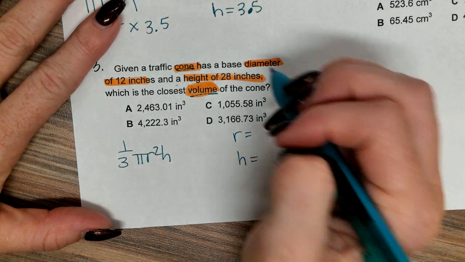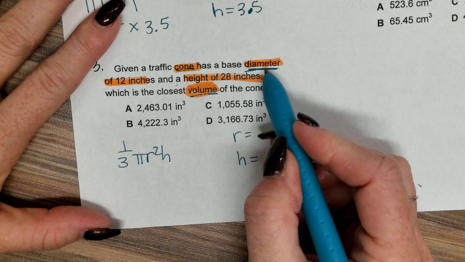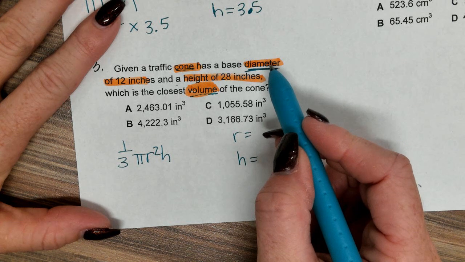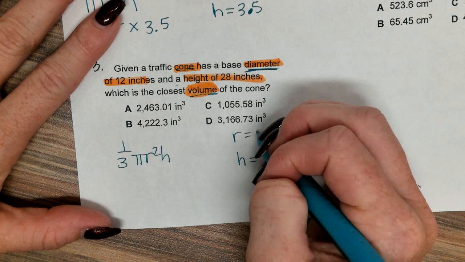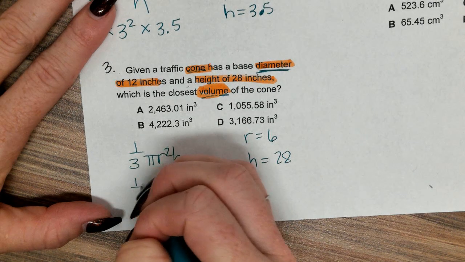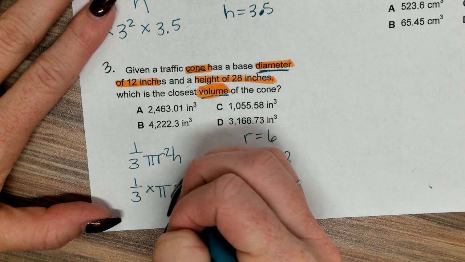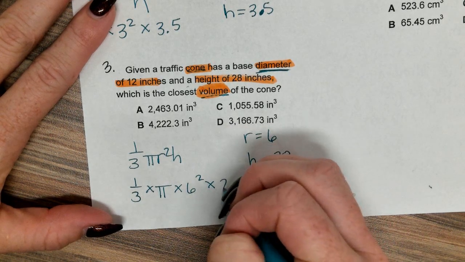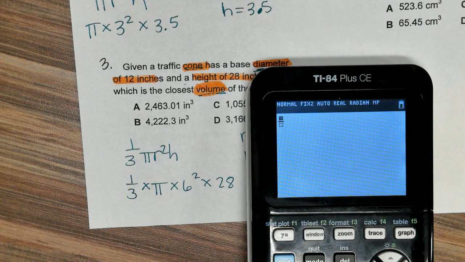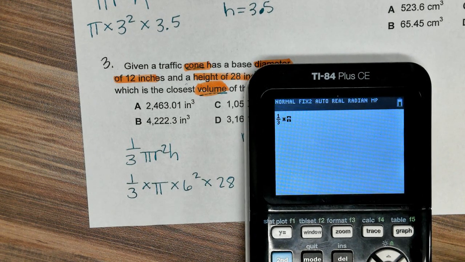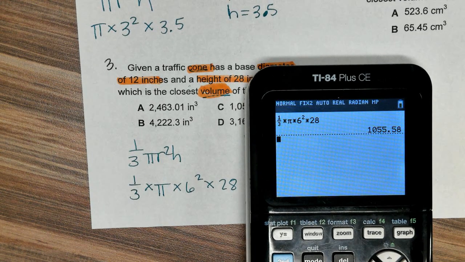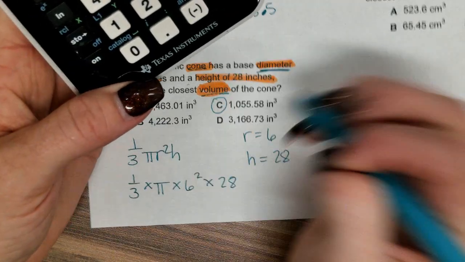Did they give you a radius? No. What did they give you? If they give you diameter, you have to divide by 2. What is 12 divided by 2? And a height of 28. So I plug it in. 1/3 times pi times 6 squared times 28. The answer is 1055.58.